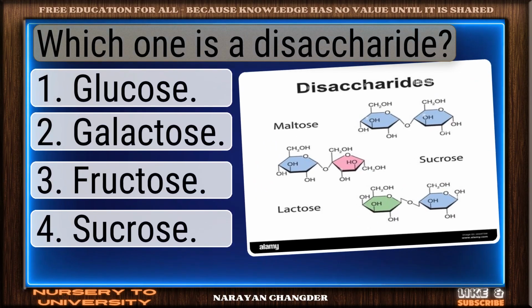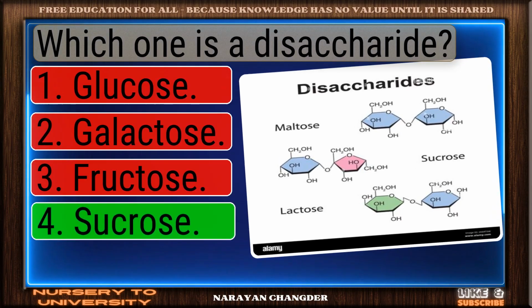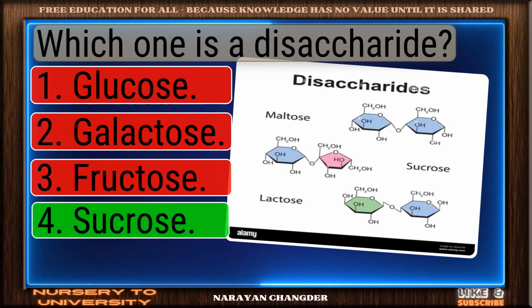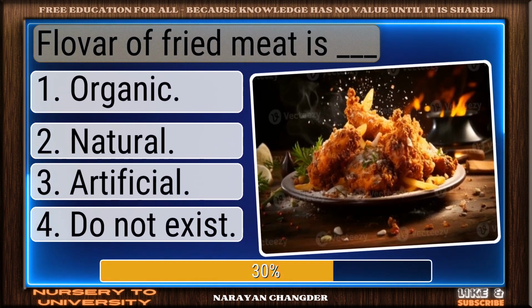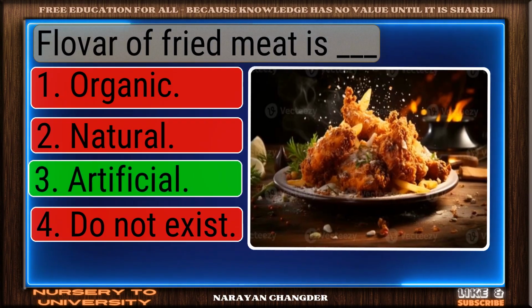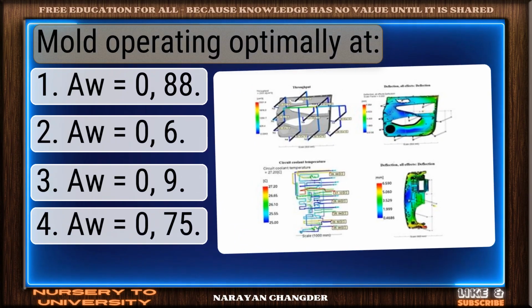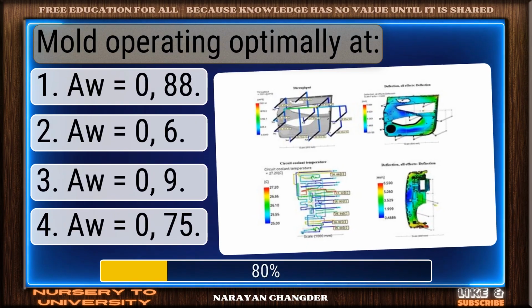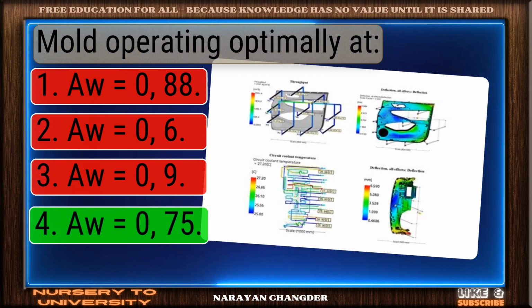Which one is a disaccharide? Correct. Sucrose is the right answer. Flavor of fried meat is dash. Smart pick. Artificial is the correct choice. Mold operating optimally at... You chose R equal to 0.75 and it is correct.